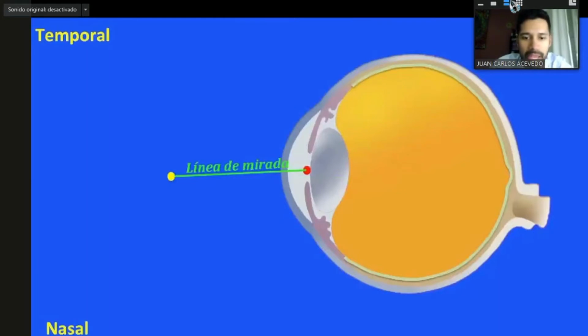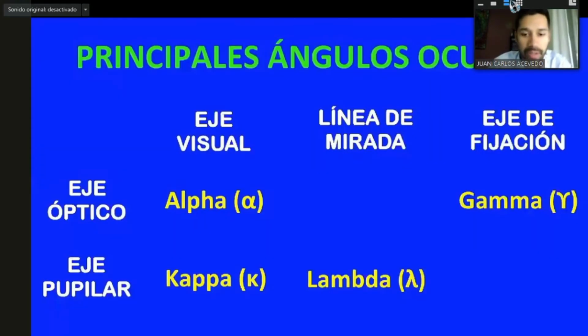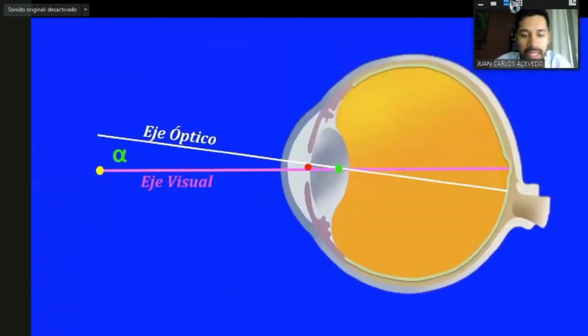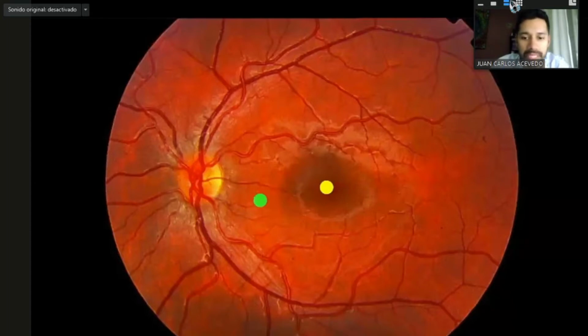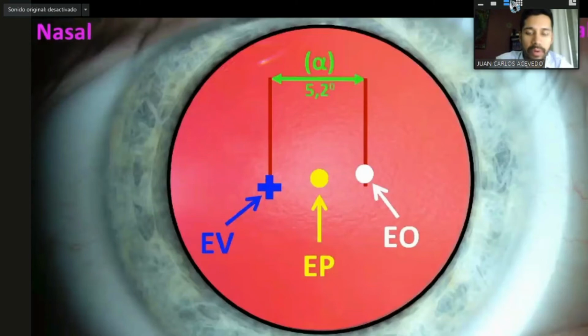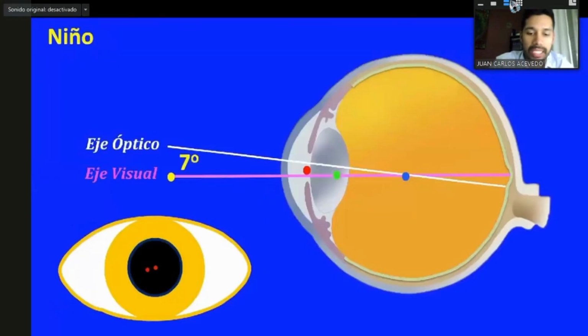The main line of gaze joins the fixation point and the center of the pupil. There are four angles, but only two angles determine the centering of the lenses. The angle alpha, which is formed between the visual axis and the optical axis. This is how they are represented on the retina. The angle alpha passing through the nodal point represents misalignment and asymmetry of the optical surfaces, and tends to be more constant in patients. As a rule, the angle alpha is higher in children and hyperopic eyes too.